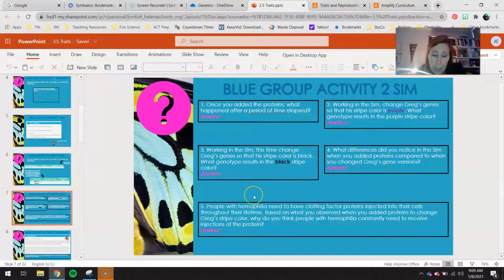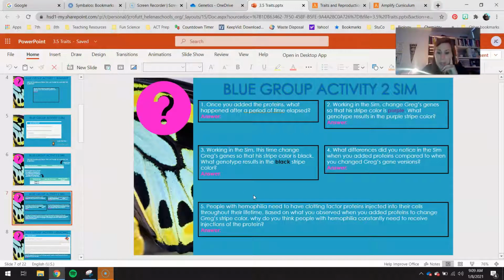In question 5, people with hemophilia. So you guys read an article about hemophilia a couple lessons ago. That's where you guys aren't able to clot your blood. So people with hemophilia need to have clotting factor proteins injected into their cells throughout their lifetime. So they have to have constant shots, making sure they have enough of that protein in their body that their body doesn't naturally make due to genetics. So they don't bleed to death if they get a bruise or a small cut or a large injury, whatever the case may be.